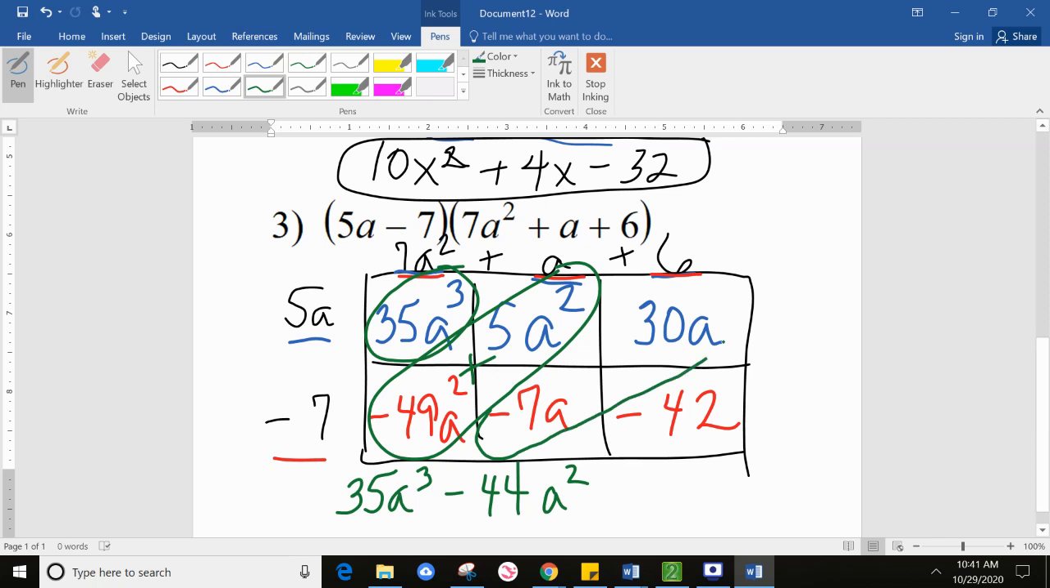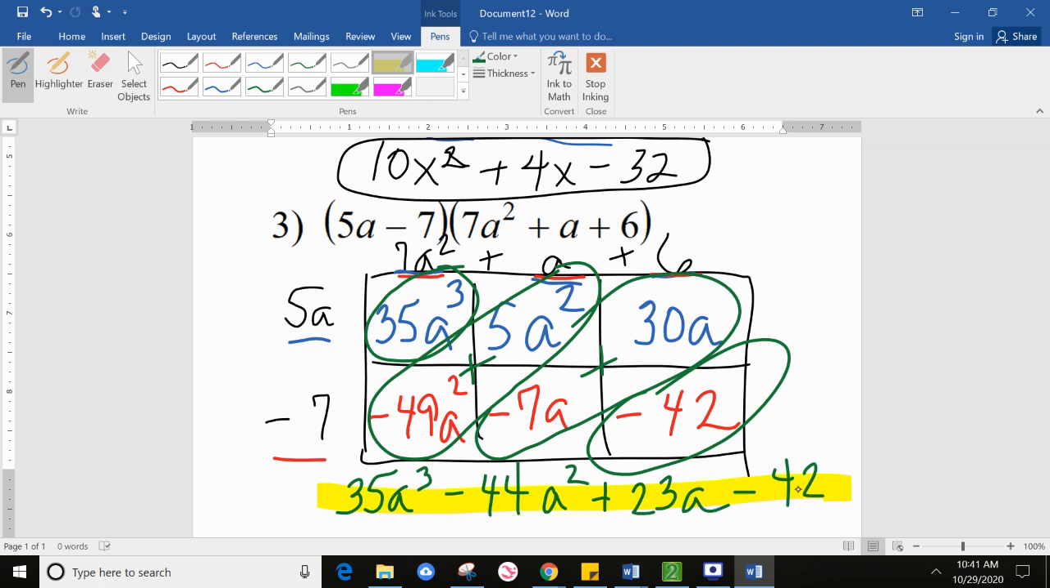Don't try to multiply and then multiply again in a sense. All right, and then you've got a negative 7a and a positive 30a. So we add those together and we get positive 23a. And then lastly, we've got our constant, negative 42. That looks kind of complicated, but that's your answer. Right there it is. So 35a to the third minus 44a squared plus 23a minus 42.